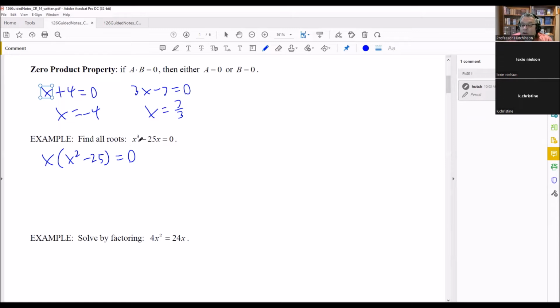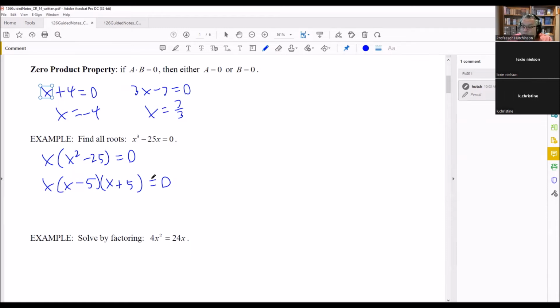X times x squared is x cubed. X times minus 25 is negative 25x. Now we're not completely done yet. If we want to do this completely by factoring, then this is a difference of squares. And so we get a minus 5 and plus 5 is what that breaks down into. So x squared minus 25 goes into x minus 5, x plus 5. Basically, you're looking for 2 numbers that multiply to make negative 25 and add to be 0 since we don't have a middle term inside there.